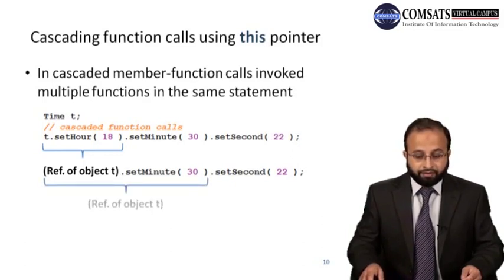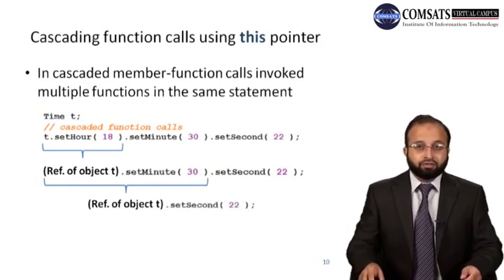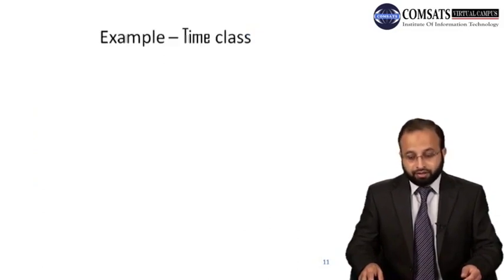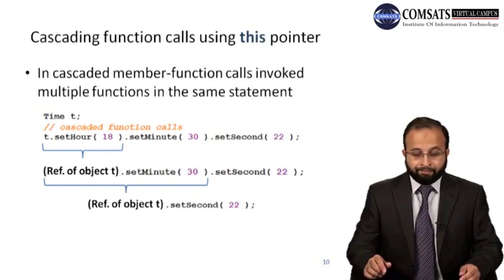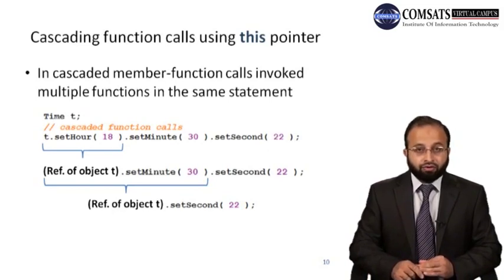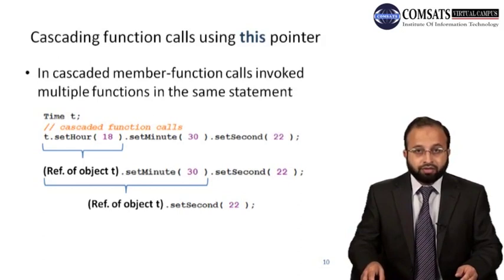Then it will return the reference of object T, and with that reference another function, set second, is called. Set second will set the minute of the object T and also return the reference, right? So this is the cascading function call, and with one statement you call multiple functions. And how is this possible? This is possible by using pointers.